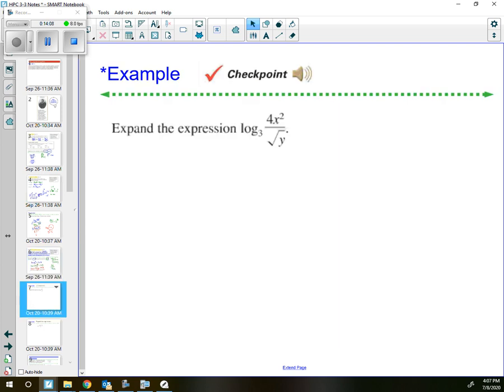All right, let's take a look at another one. It's very similar. We're just going to throw a radical in there so we can talk about what that means. And it's a log base 3. Totally fine. And it's expand again. All right, so talk me through order of operations. What would you do first?